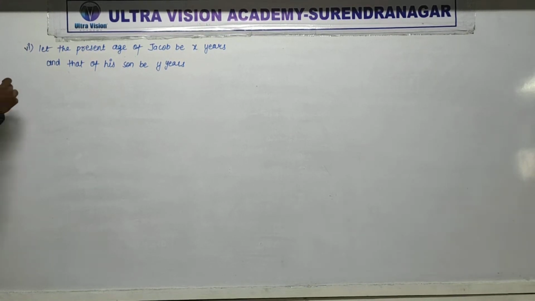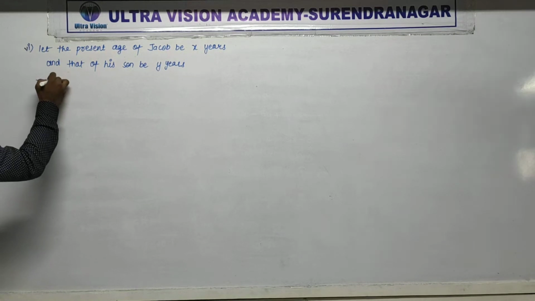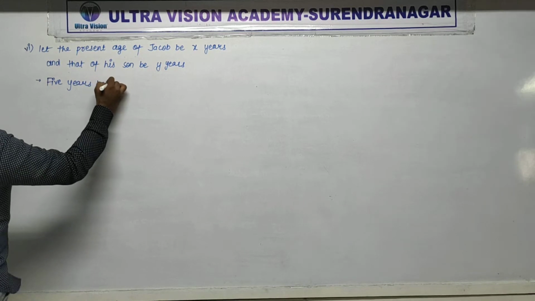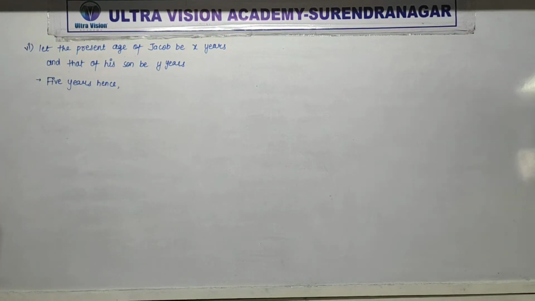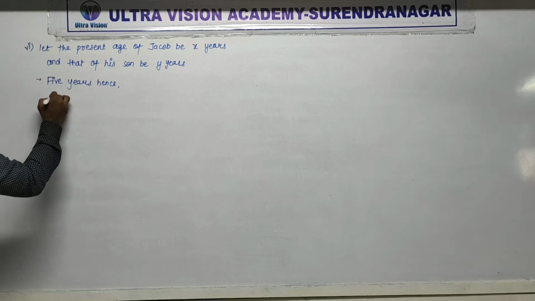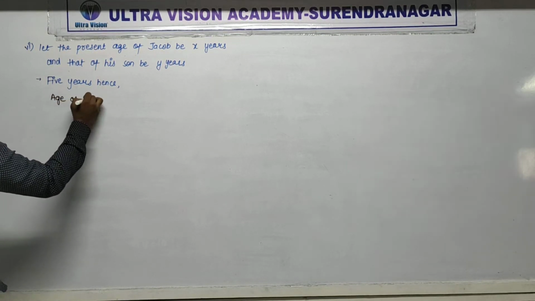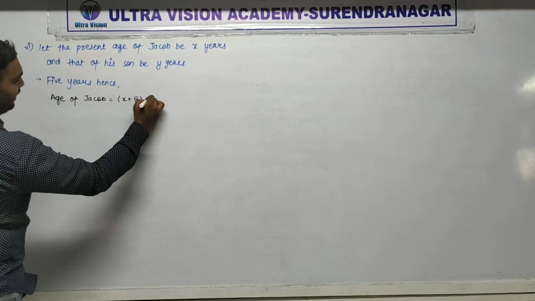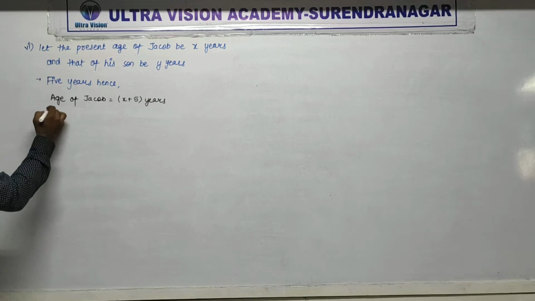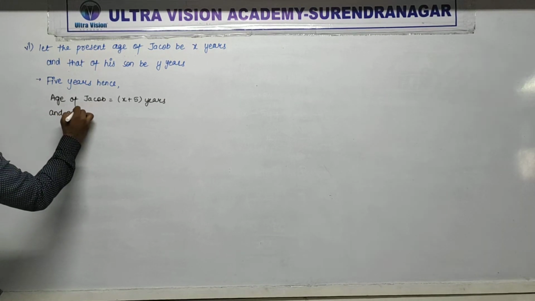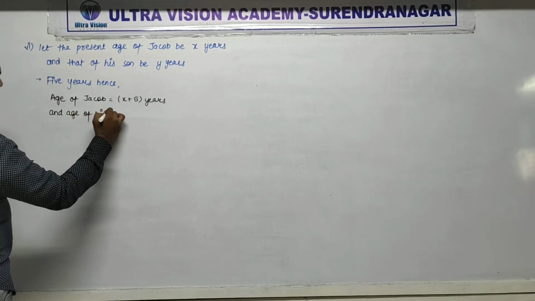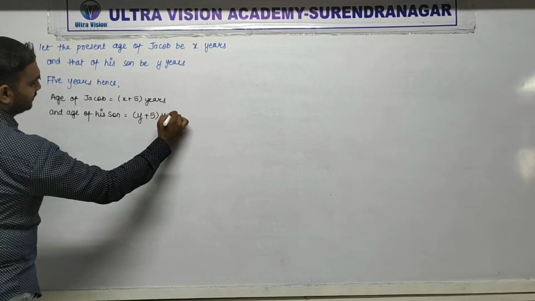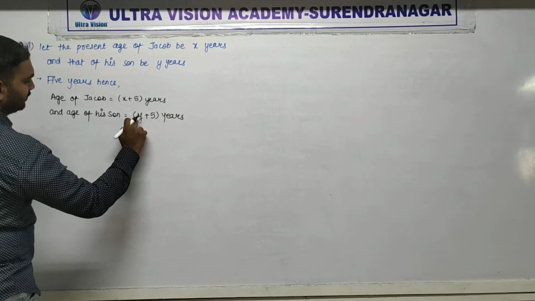So we will first of all see the condition for 5 years hence. What will be the age of Jacob? Age of Jacob will be x plus 5 years, and age of his son y plus 5 years.